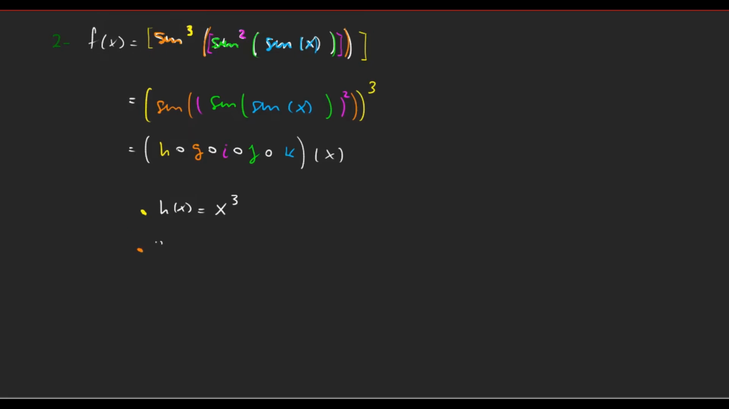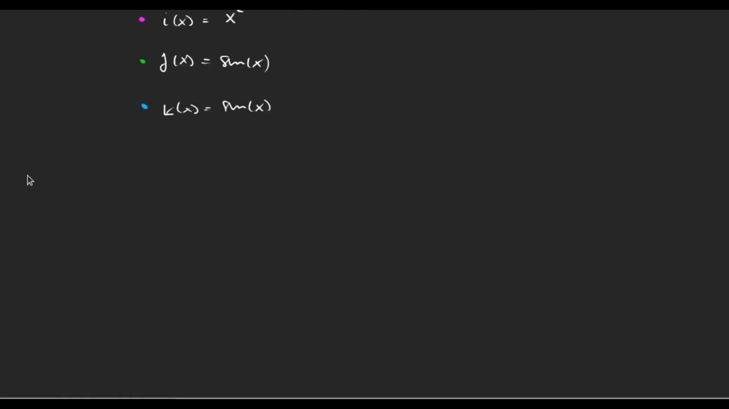And then we have g of x equal to the sine of x. Then we have i of x. It's going to be x squared. And then j of x is the sine of x. And finally, k of x is also the sine of x. So let's see what the derivative of f would look like.